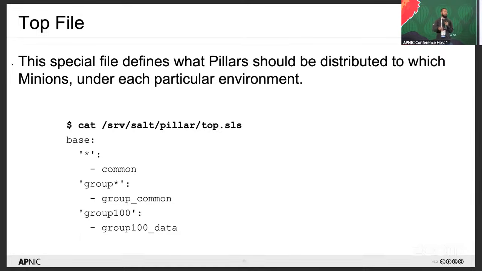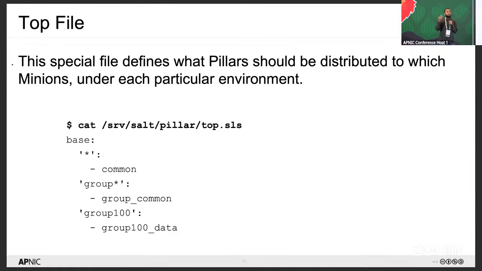Now, this is not like an ACL. It will continue reading even if it is a match. So it will finish the whole logic, the whole instructions of this file, and it can apply multiple configs if they match. So for example, if the ID of my minion is group 500, then common.sls and group common.sls, these two pillar files will be executed because both of them are a match.